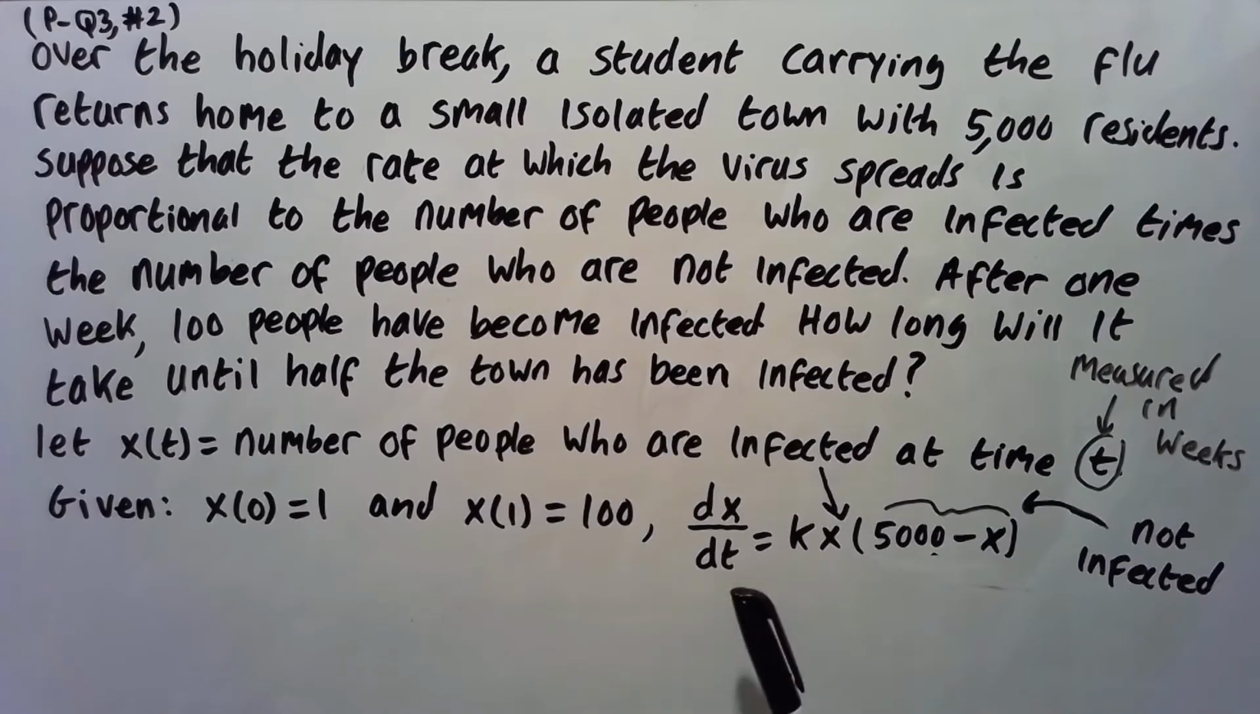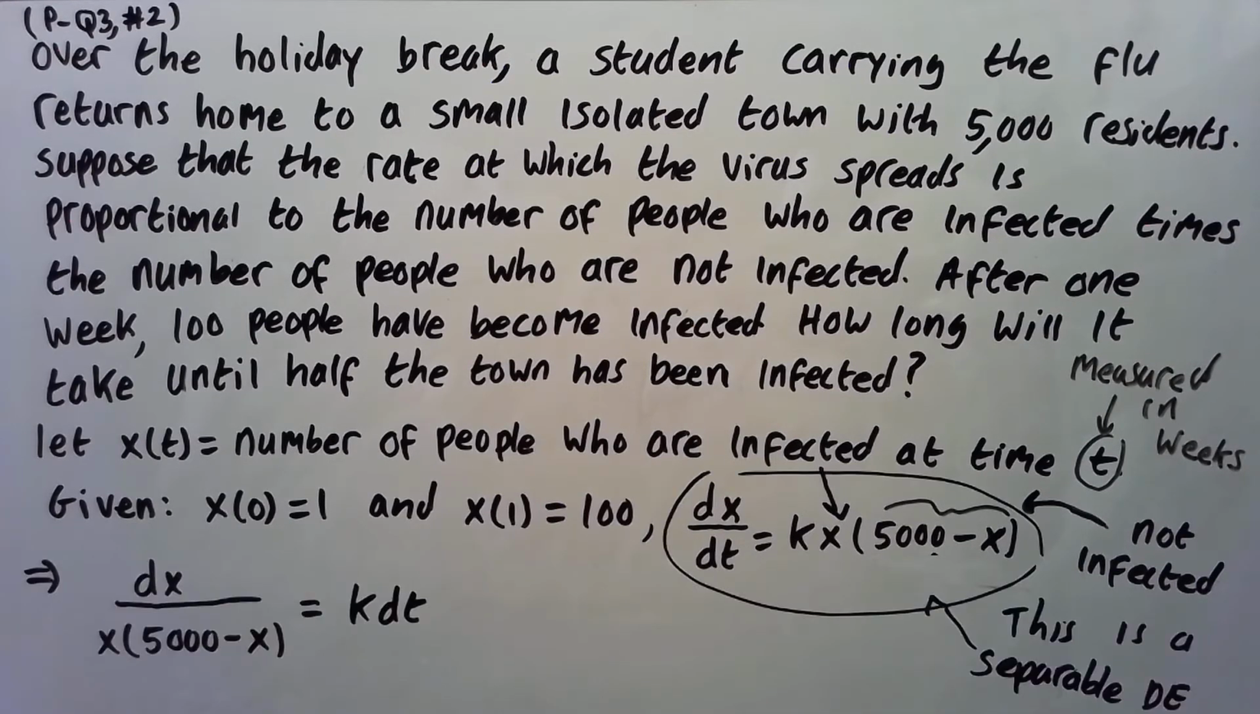Okay, so the next thing to notice is that this is actually a separable differential equation. So let's take all the dx's and x's to one side and all the dt's and t's to the other side. Again it's separable, so dividing both sides by x and 5,000 minus x, and multiplying both sides by dt, you'd have dx over x times 5,000 minus x equals k dt.